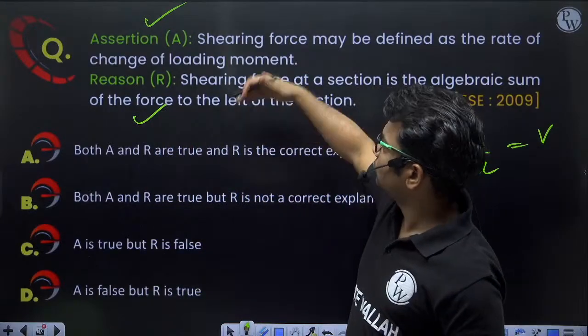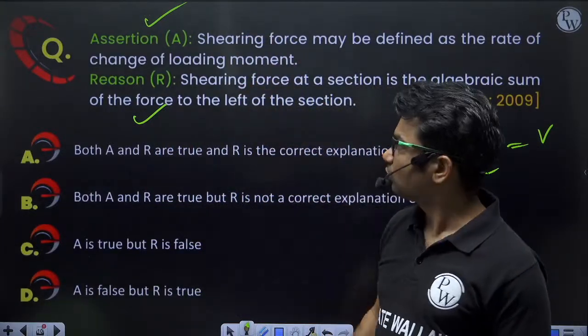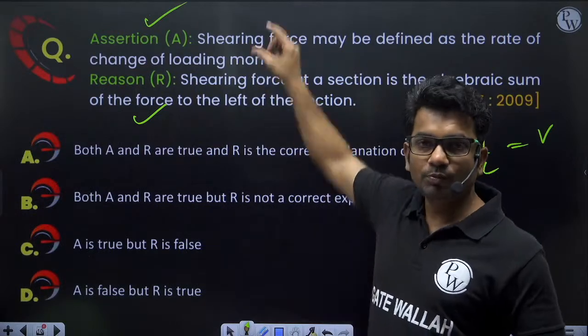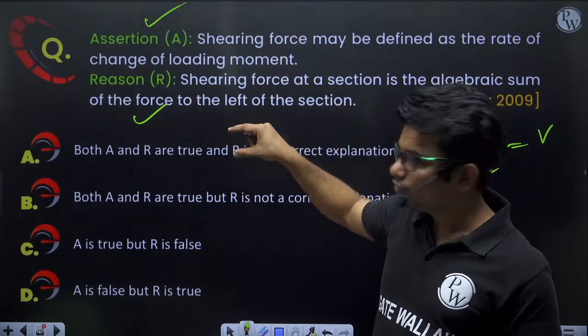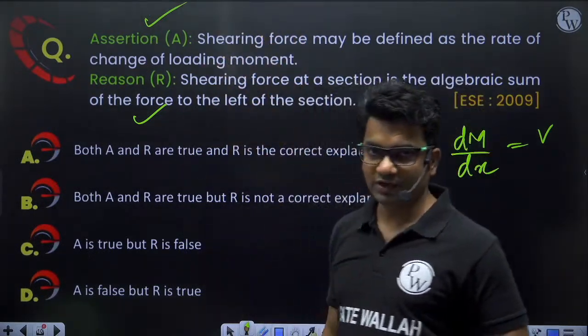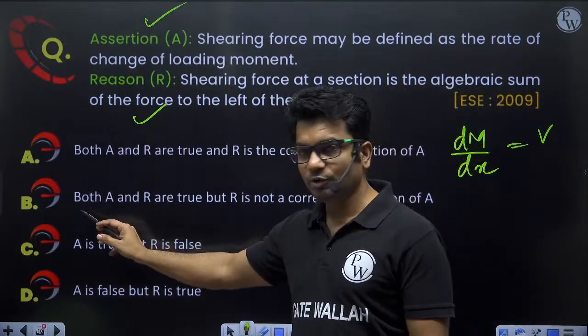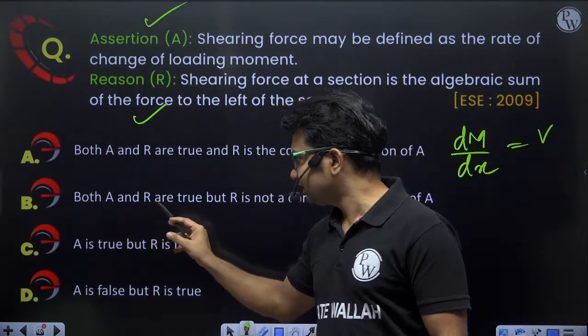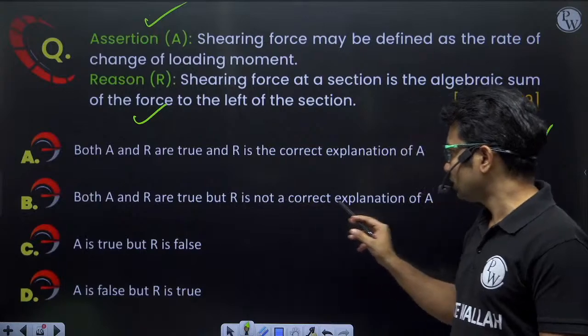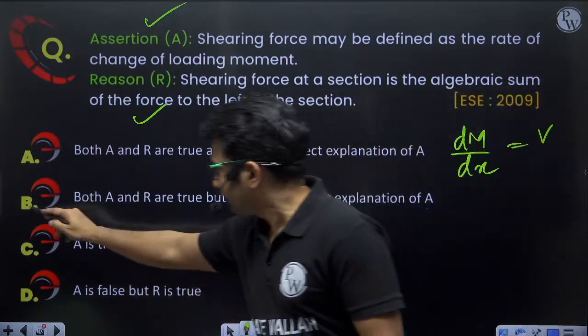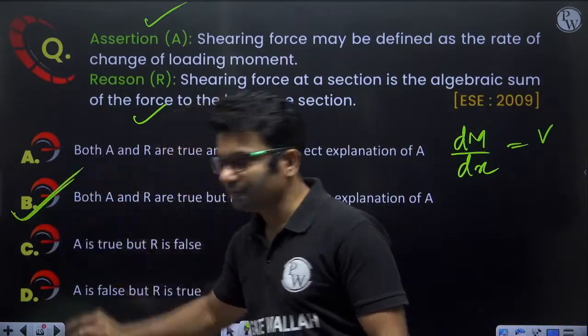But this is not the correct explanation. So both these statements are individually true, but this is not the explanation of this. That means the correct answer will be option B. Both assertion and reason are true, but reason is not a correct explanation of A. Clear?